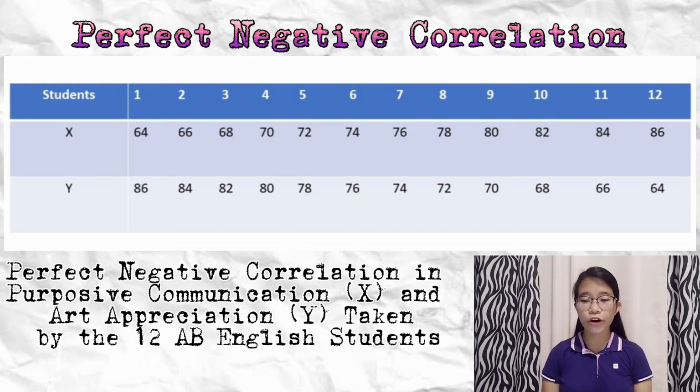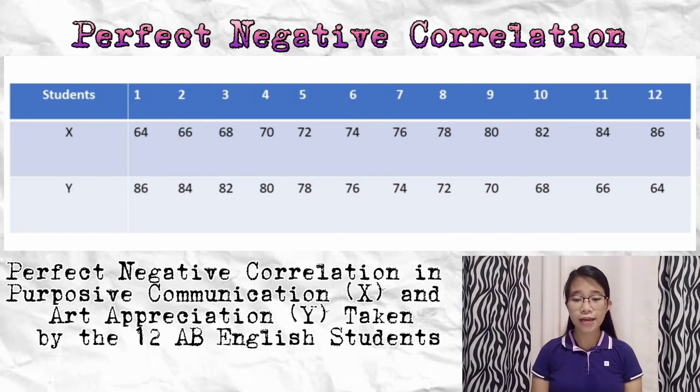Student 7 got the score of 76 in test X and 74 in test Y. Student 8 got the score of 78 in test X and 72 in test Y. Student 9 got the score of 80 in test X and 70 in test Y. Student 10 got the score of 82 in test X and 68 in test Y. Student 11 got the score of 84 in test X and 66 in test Y. Student 12 got the score of 86 in test X and 64 in test Y.